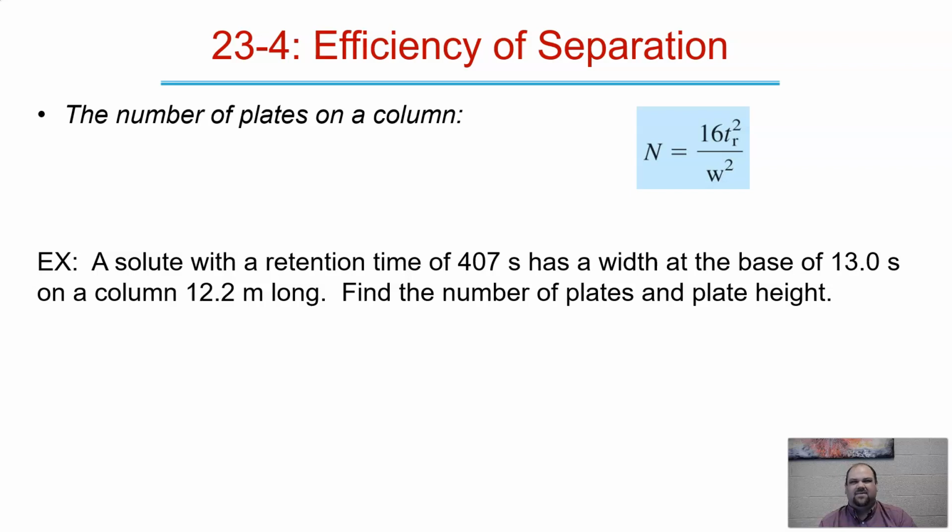In chromatography, our columns are not made up of plates by any means, but we use what are called theoretical plates. So imagining that this were a plated column, how many plates would it have? The number of plates on a column is given by this retention time and the width. So it has something to do with how broad and how quickly a peak comes off a column. And so here we see N is equal to 16 times the retention time squared divided by W squared.